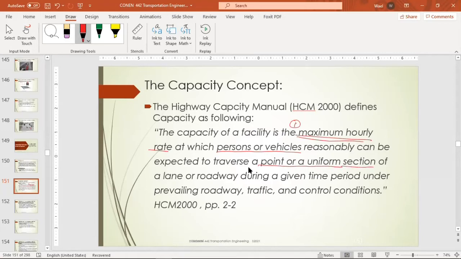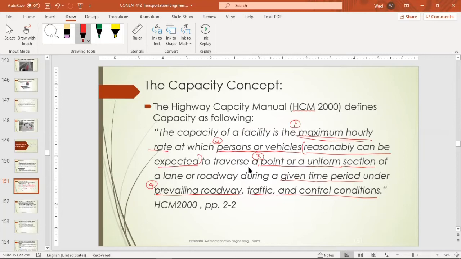So that's concept number two. Here, concept number three, of a lane or roadway during a given time period, under prevailing roadway traffic and control conditions. So it's at a specific time, under prevailing roadway conditions. And here there's an important phrase, reasonably can be expected. That means it is repeatable. It's not a one-time event.